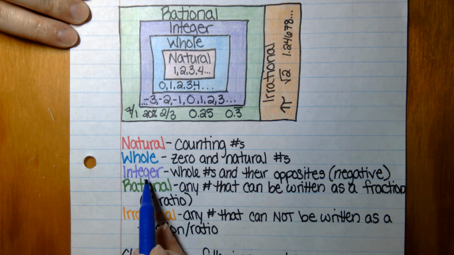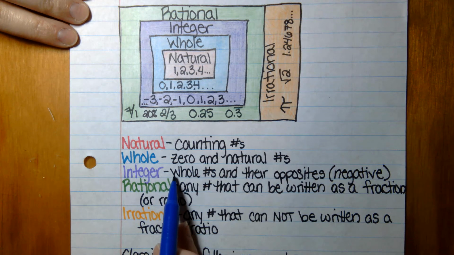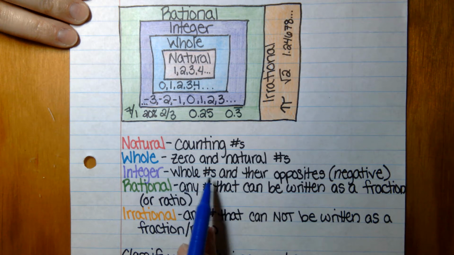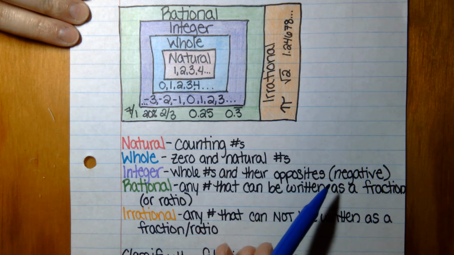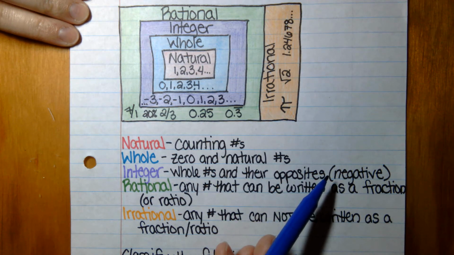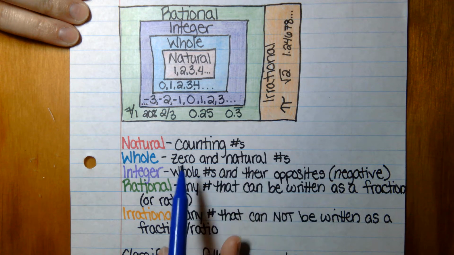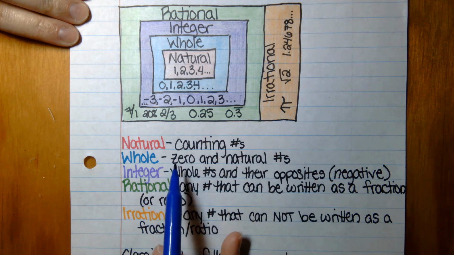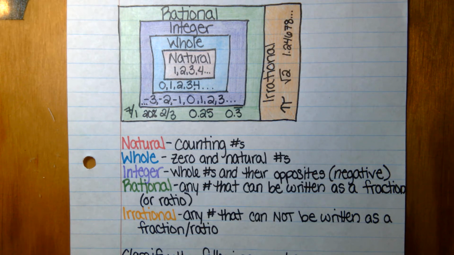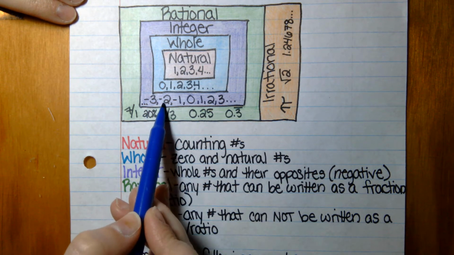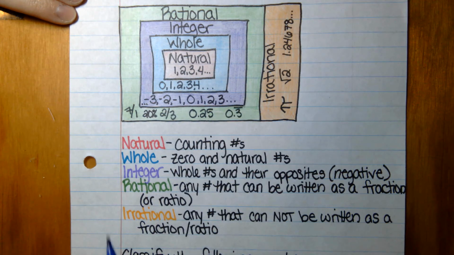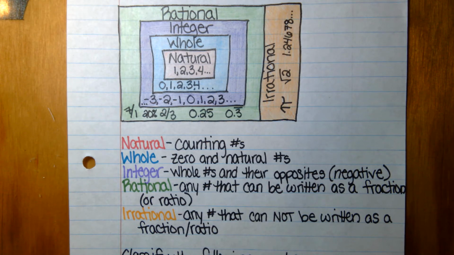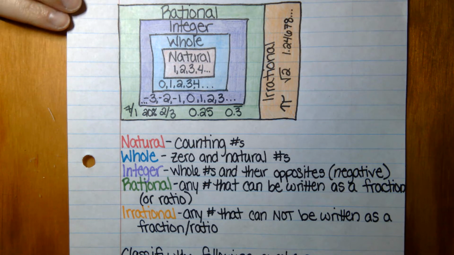If we look at the next category, we have integers. Integers are whole numbers and their opposites. When we talk about their opposites, we're talking about the negatives. So positive and negative whole numbers, which include 0, even though there's not a positive or a negative assigned to 0. So we have -3, -2, -1, 0, 1, 2, 3, and as you can see, the ellipses on either side means it extends or continues on in both directions.